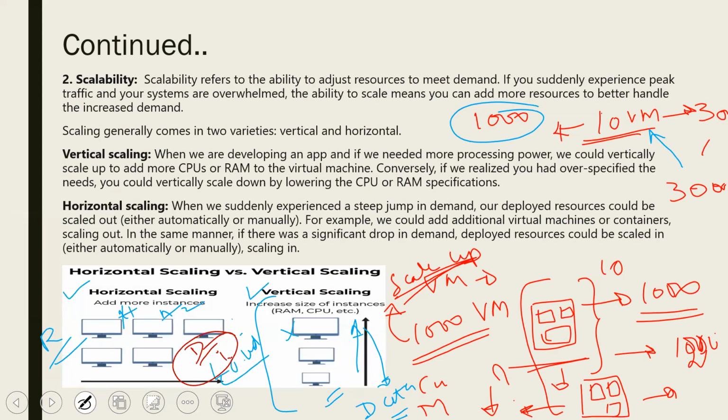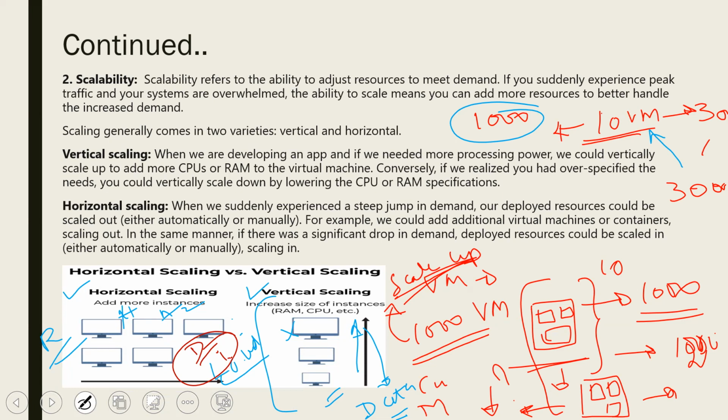Yeah, Mamta. So we cannot use more instances in vertical scaling, right? We can only increase the size of the RAM and CPU. Yeah, it is not recommended. Vertical scaling is not recommended.